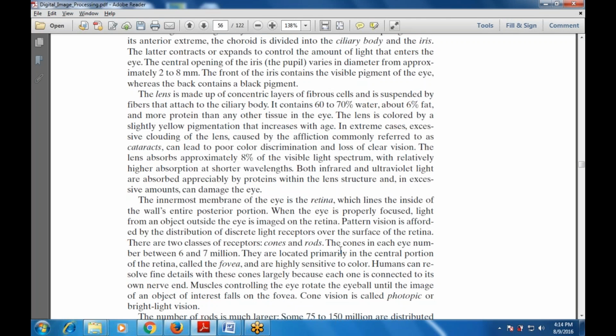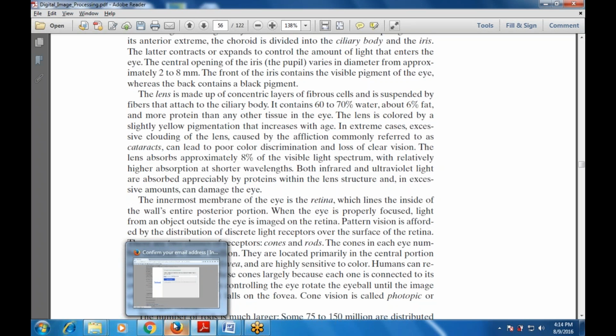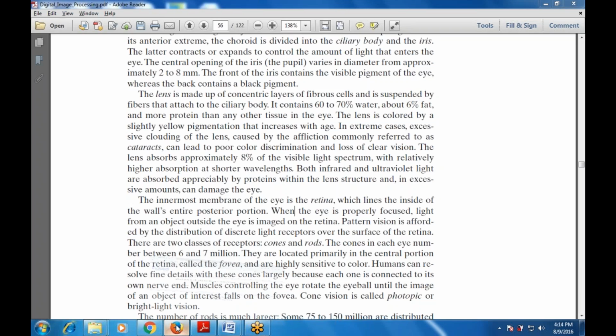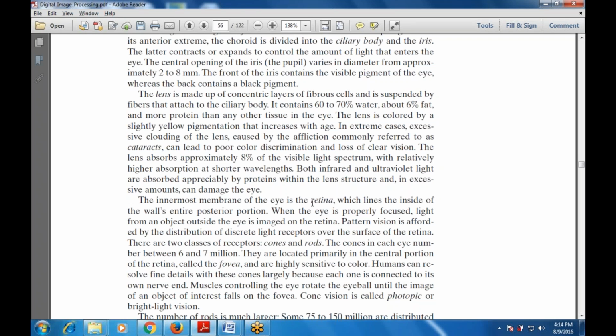Now, when we talk about the innermost membrane of the eye, that is known as the retina, which lines the inside of the wall's entire posterior portion. That means it is available within the posterior portion.